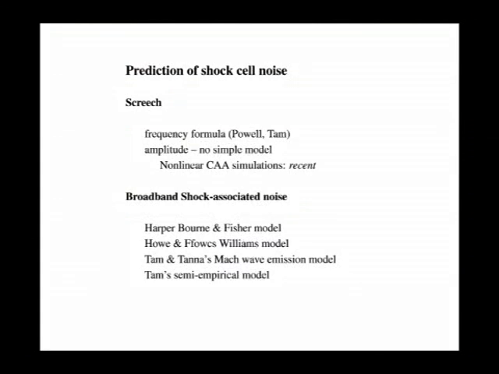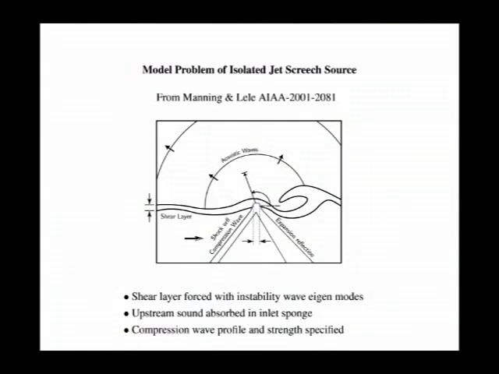So the model problem that we have derived from this type of observation of how sound is generated takes the shear layer and considers the interaction of that shear layer with an imposed compression wave, which reflects as an expansion wave from the sonic line over here. So the difference between the real problem and this model problem is that we surround the domain by boundary conditions which absorb these acoustic waves.